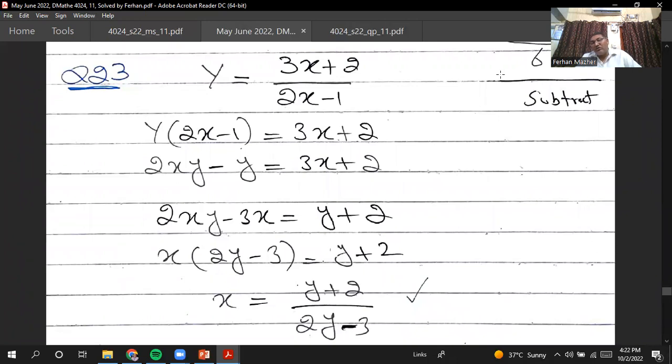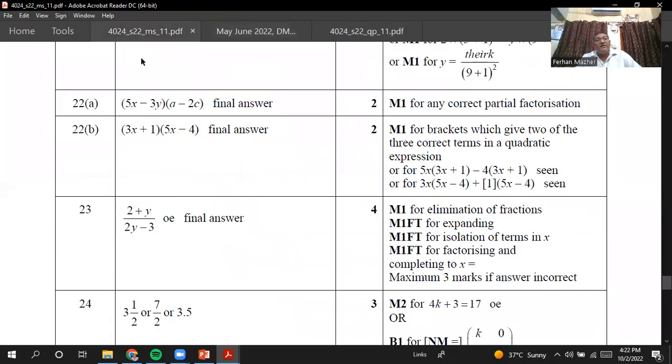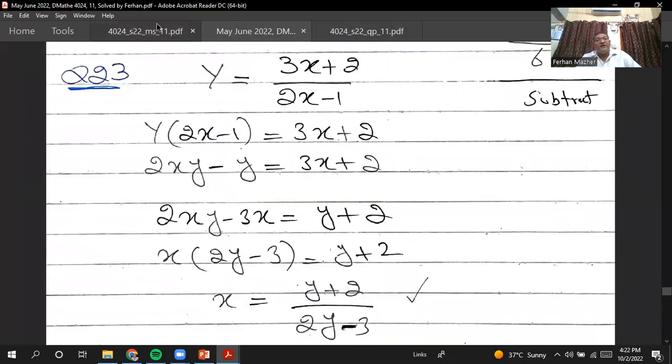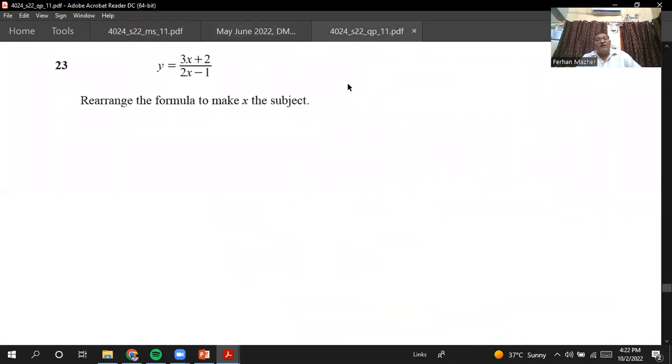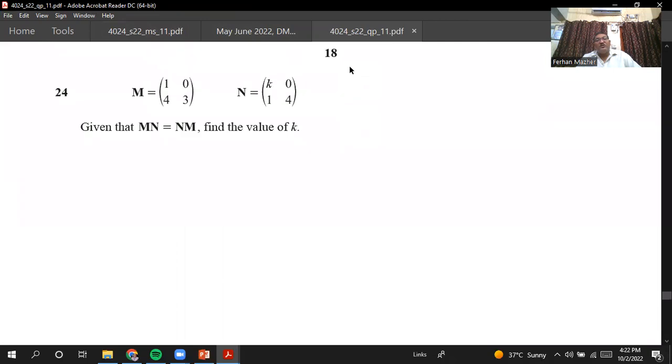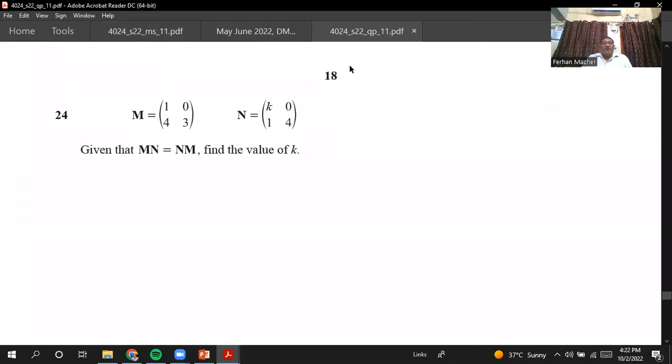The question number 23, the whole question is showing up on your screen. So our answers are right. Yeah, they are right. Okay. So we are going to the next part. That was a 4-mark question. Question number 24 is showing up on your screen.